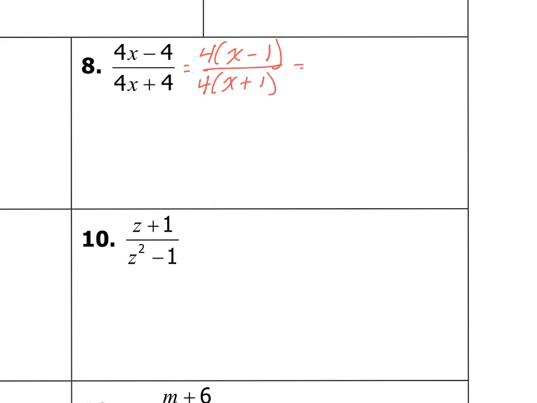So what's the same on the top and the bottom? Well, the 4's are the same. So I get x minus 1 over x plus 1. And that's it. Now, I'm going to pause here and say this.